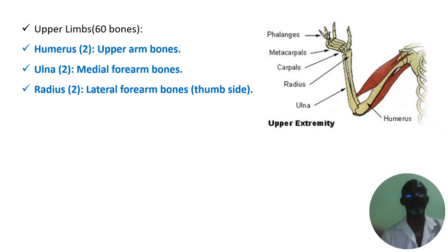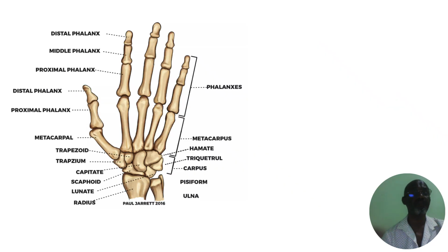Radius, lateral forearm. Lateral means away from the center of the body. Forearm bones, and also thumb side, it says. These are then the carpal bones. You remember the carpal bones? I have told you the mnemonics to remember the carpal bones easily. These are 8 bones, carpal bones. These are metacarpal bones.